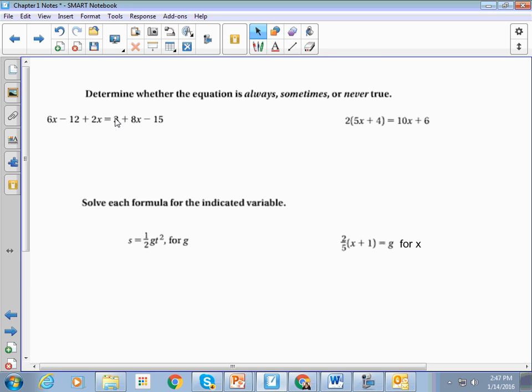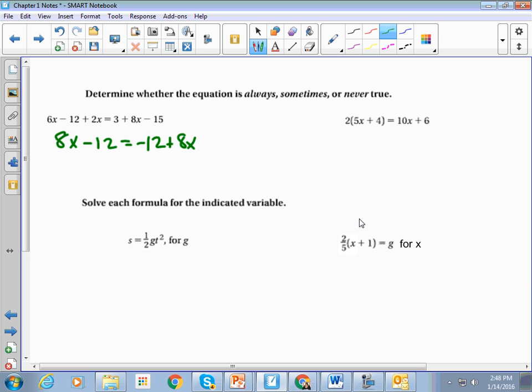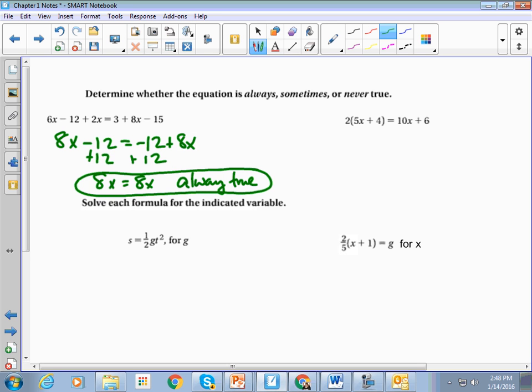All right, for these problems, we are going to determine whether the equation is always, sometimes, or never true. The first thing I'm going to do is solve this equation, 8x minus 12 equals negative 12 plus 8x. I'm going to add 12 to both sides, and I get 8x equals 8x, and this is always true. When I get a statement that is exactly the same on each side, then we know it's always true.